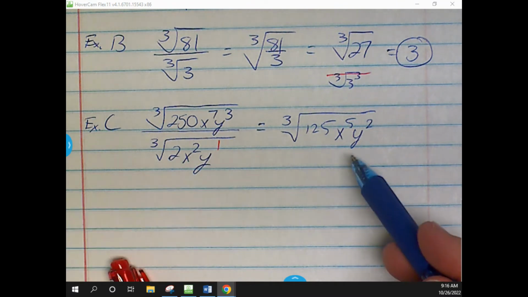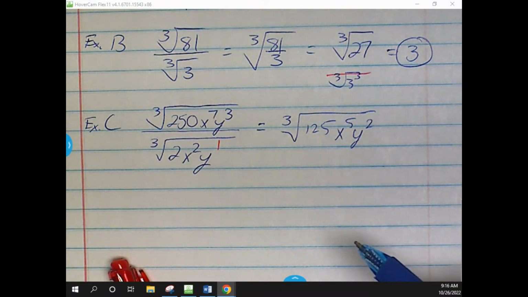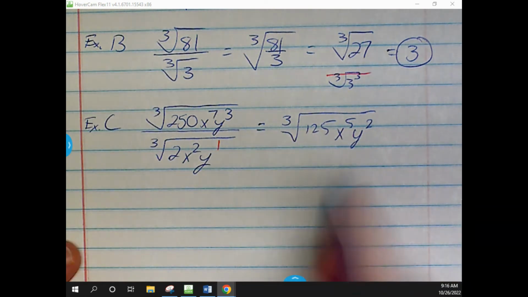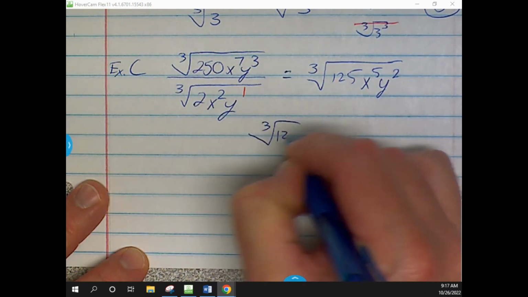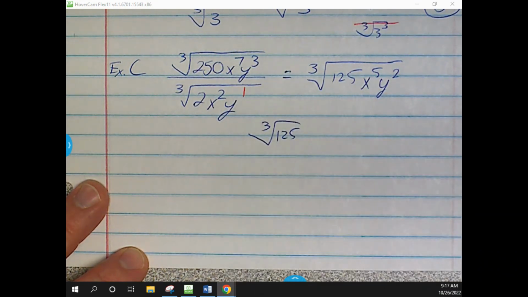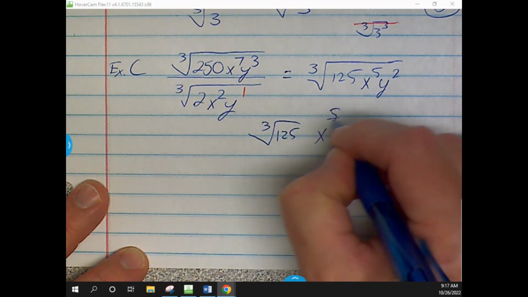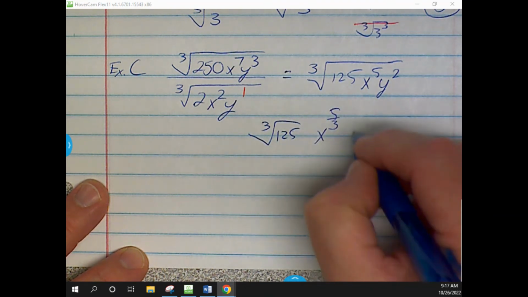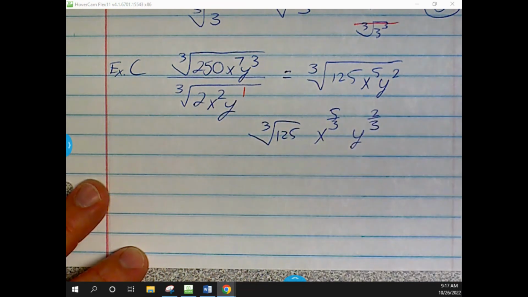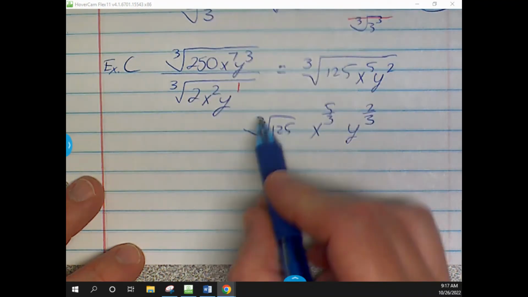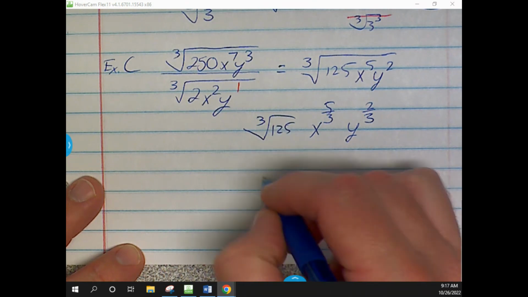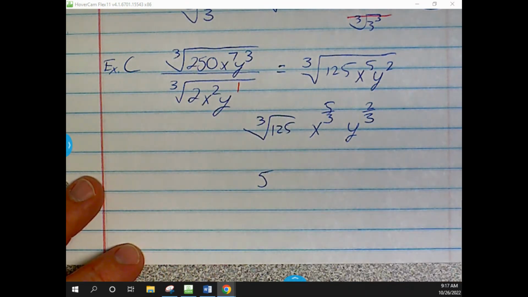All right, and that problem now just becomes a problem like we were doing yesterday, where you're going to take this thing and break it down as much as you can. We're going to take it one piece at a time. So if we break it apart into pieces, we've got the third root of 125. For the x's, it's x to the 5 divided by 3. And for the y, it's going to be 2 divided by 3. Again, third root of 125 does actually come out to be a nice, neat number. It's just 5.